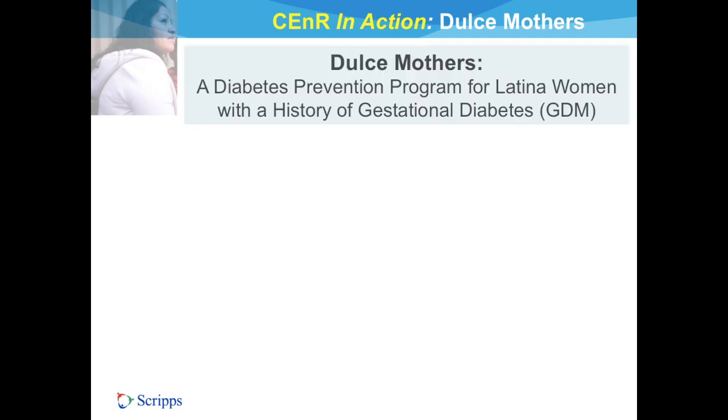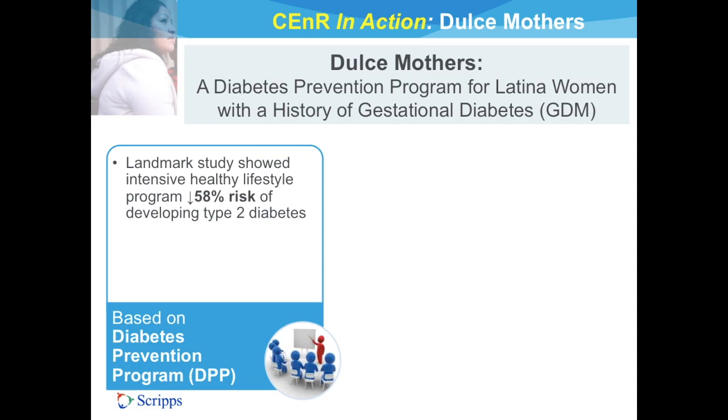Here is another example of CEnR in action that demonstrates just how important community input can be throughout all stages of the research project. Dulce Mothers is a diabetes prevention program for Latinas with a history of gestational diabetes, or GDM. The study was modeled on the landmark DPP, or Diabetes Prevention Program, which was a major, large, multi-center study that showed intensive lifestyle interventions can reduce progression to type 2 diabetes. The DPP study showed that an intense diet and exercise intervention can reduce the risk of developing type 2 diabetes by 58% over 3 years.